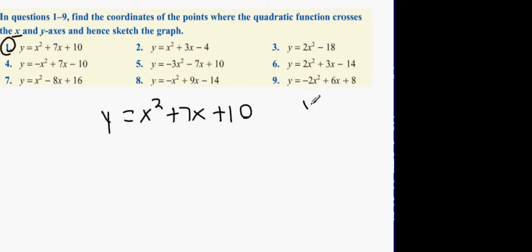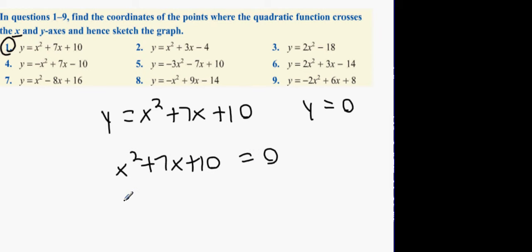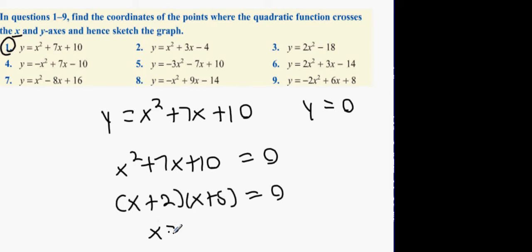So what we're going to get is x squared plus 7x plus 10 equals 0. We're going to factorize this and we're going to get (x plus 2)(x plus 5) equals 0. And then we're going to find out that x equals minus 2, x equals minus 5.